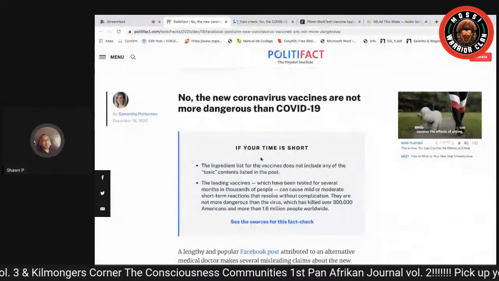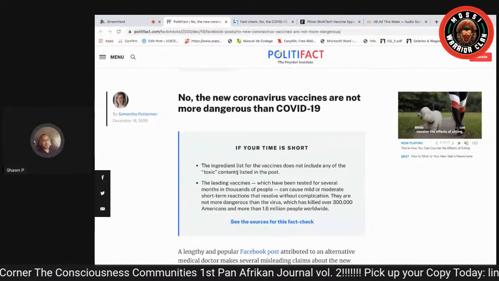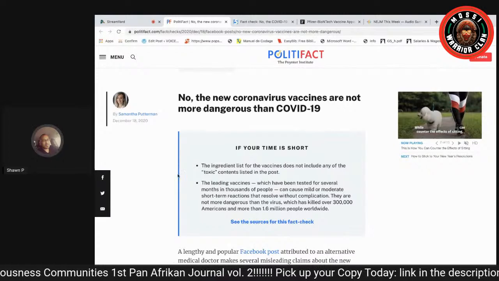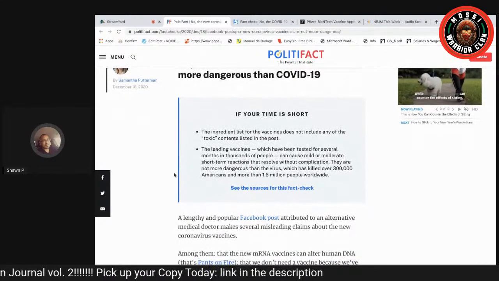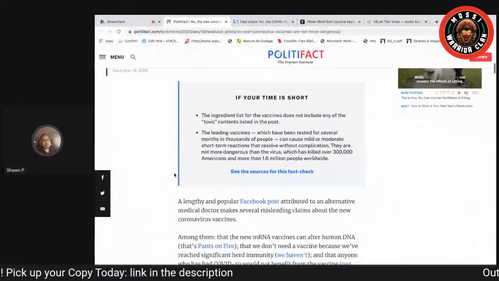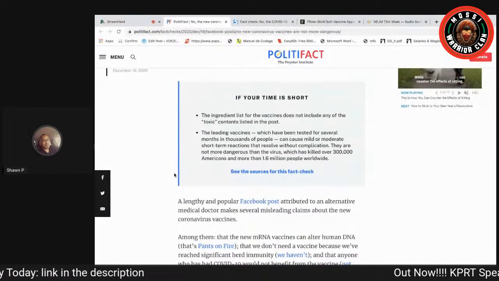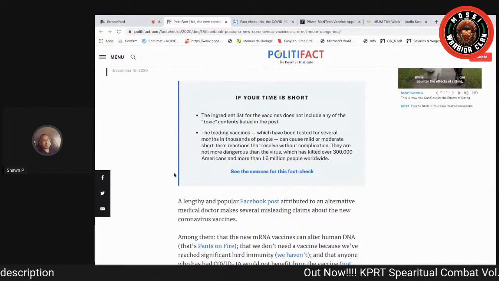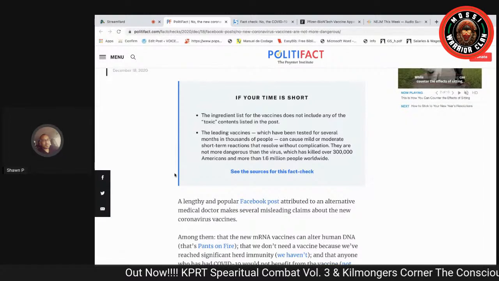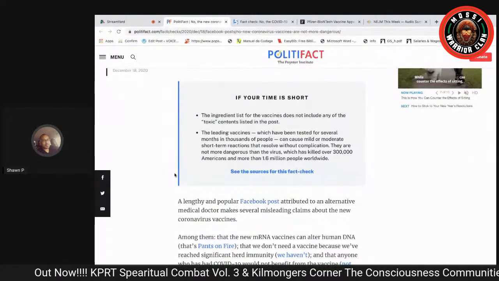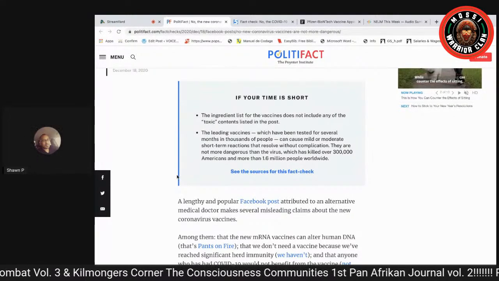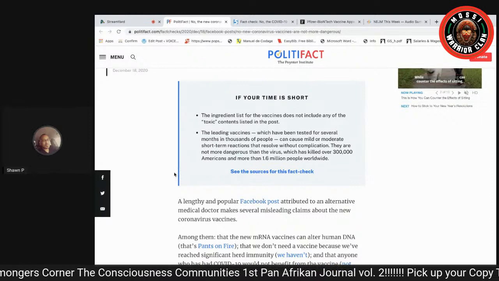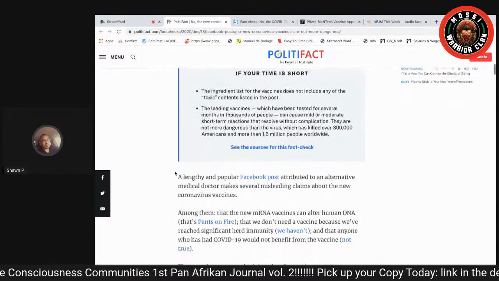All right. So it says if your time is short, they cut straight to the chase. The ingredient list of the vaccine does not include any of the toxic contents listed in the post. So whoever put the post up, and we'll get into it, says the leading vaccines, which have been tested for several months in thousands of people, can cause mild or moderate short-term reactions resolved without complication. They are not more dangerous than the virus, which has killed over 300,000. Now 400-plus thousand, almost 450,000 people now. All right, so let's go ahead and move on.